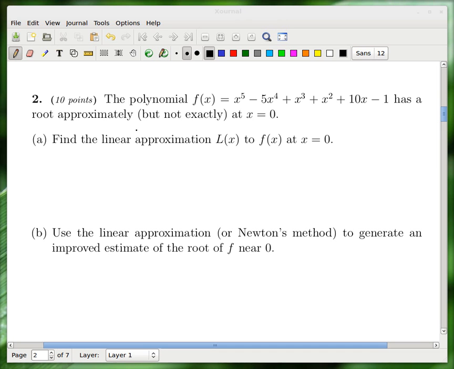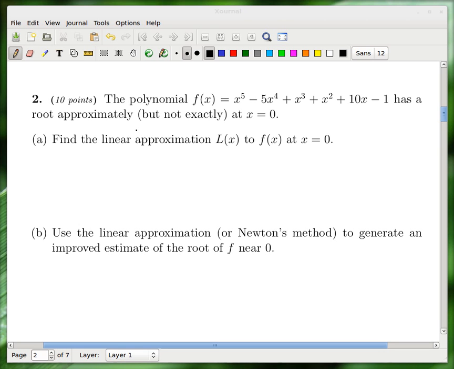Okay, the second problem is about linear approximation or Newton's method. Newton's method is just a simplified way of repeatedly doing linear approximation. But so, what does the question say? It says the polynomial blah blah blah. It's a fifth degree polynomial. Has a root approximately but not exactly at x equals 0.